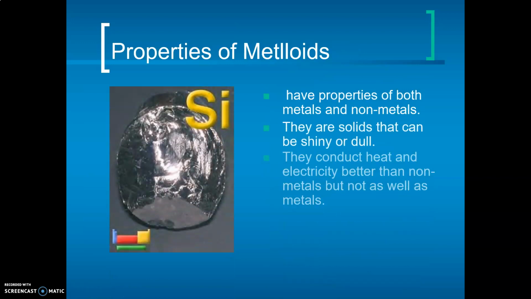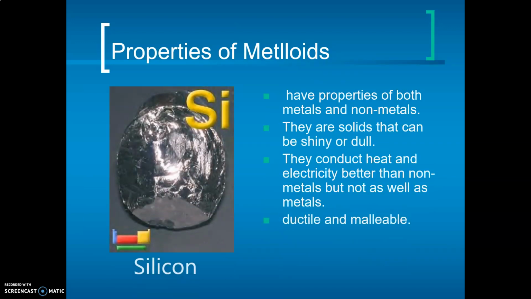Properties of metalloids. They have properties of both metals and nonmetals. They are solids that can be shiny or dull. They conduct heat and electricity better than nonmetals, but not as well as metals. They also can be ductile and malleable. The example you see here is silicon.